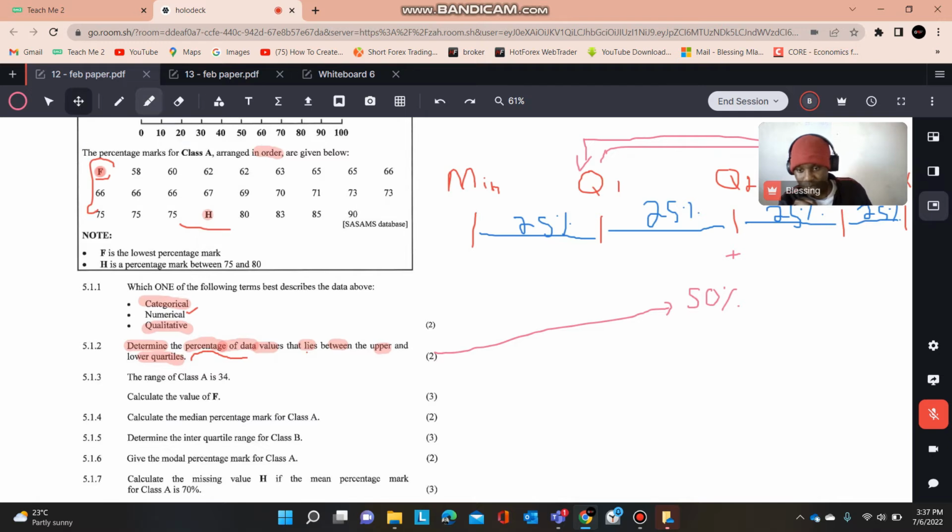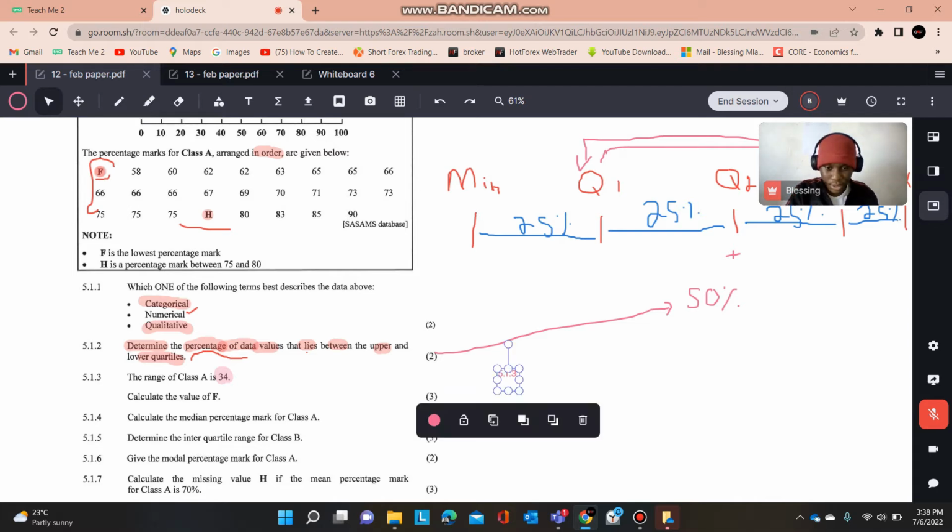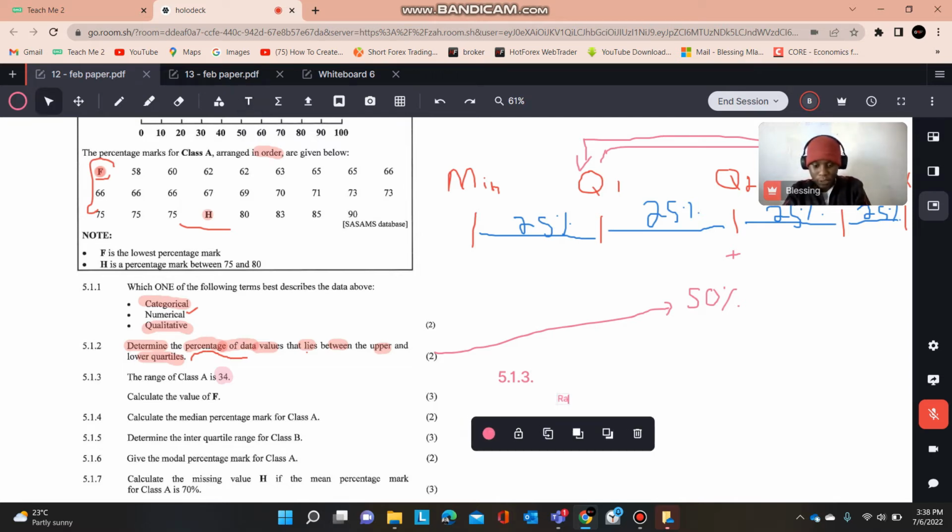With 5.1.3, they say the range of class A is 34. So they gave you the range. And remember, what's the range? Let me write here, now we're dealing with 5.1.3. The range is equal to the maximum value minus the minimum value.